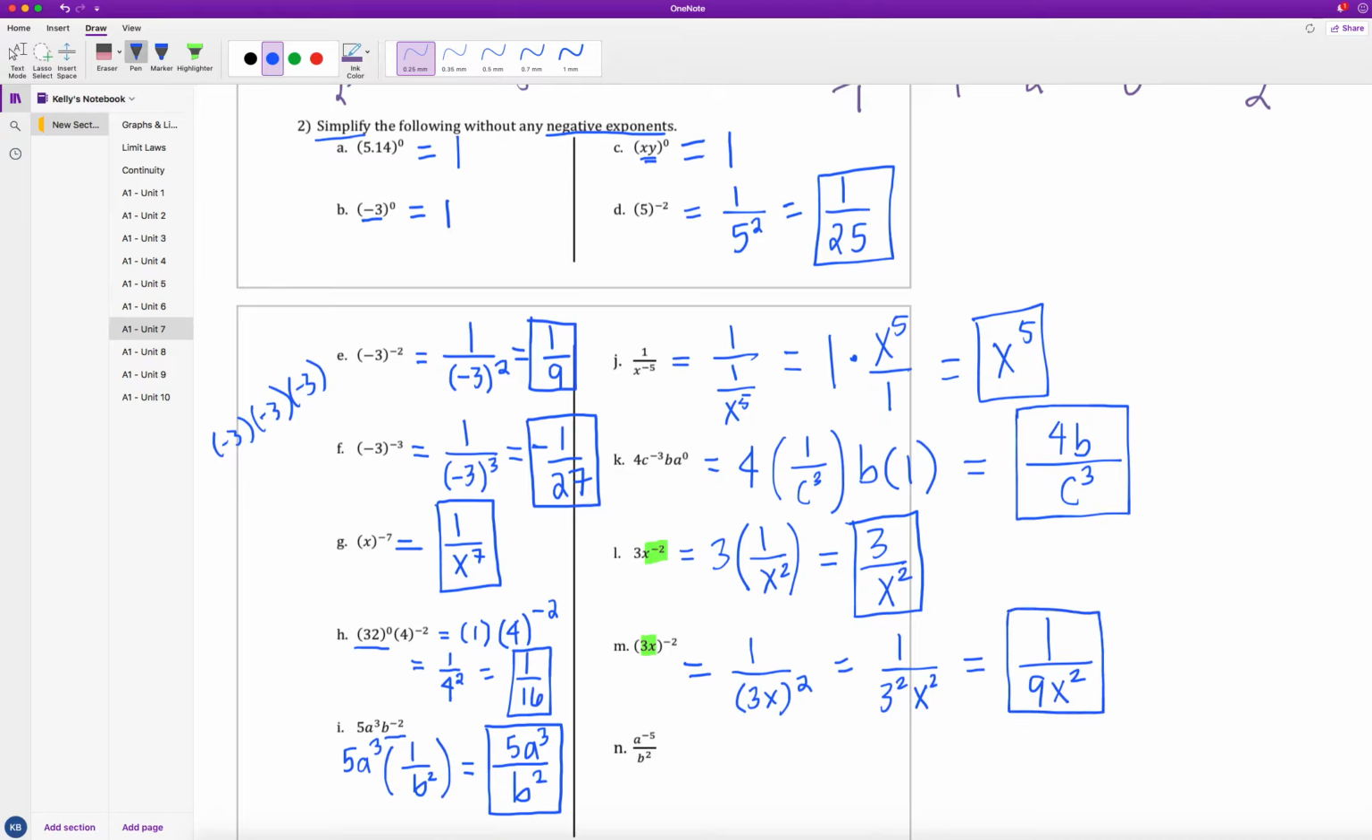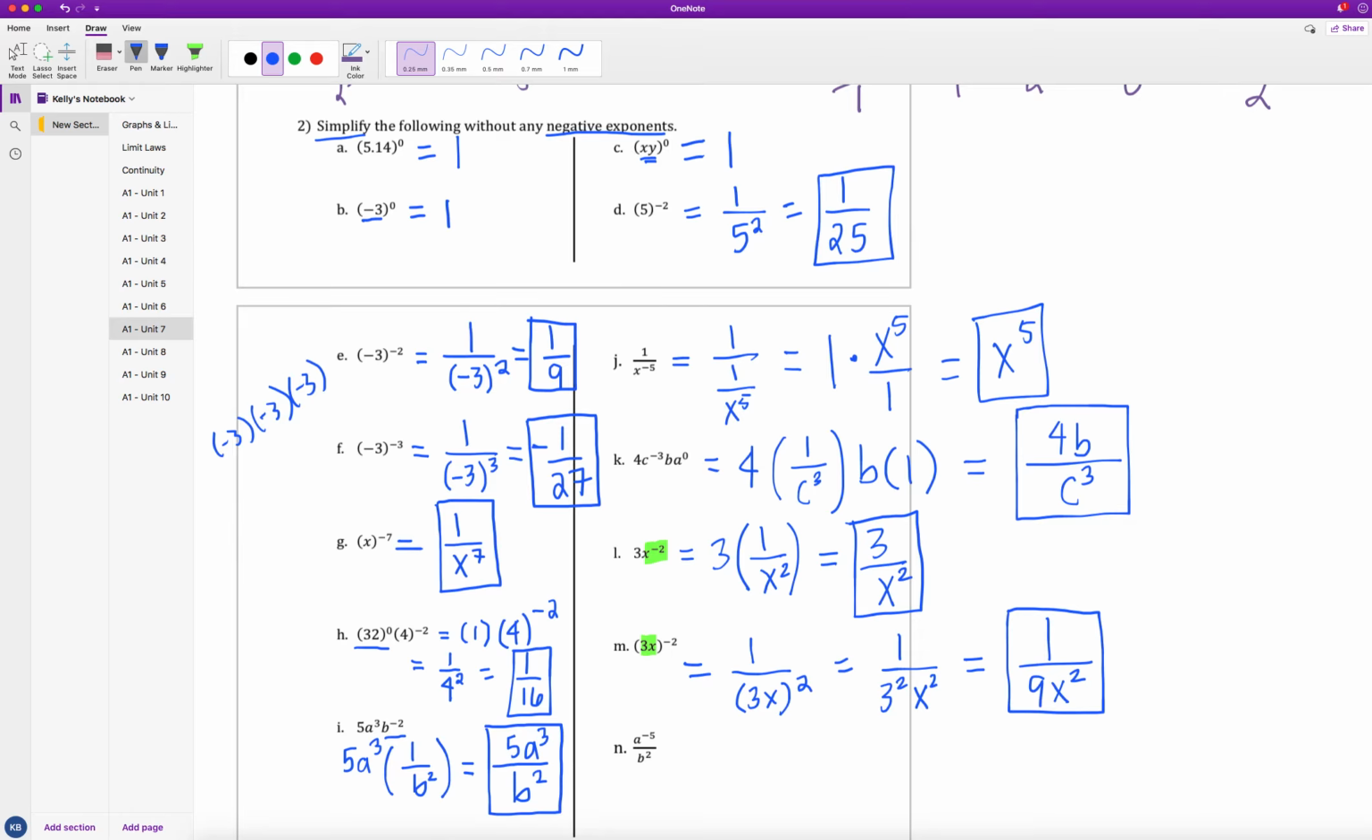So as we can see, the answers that we got for L and M are very different because in L, the 3 is not affected by the exponent, versus in part M, that 3 is inside the exponent, so I need to distribute that negative 2 exponent and simplify from there.